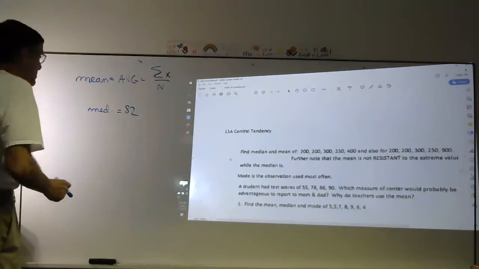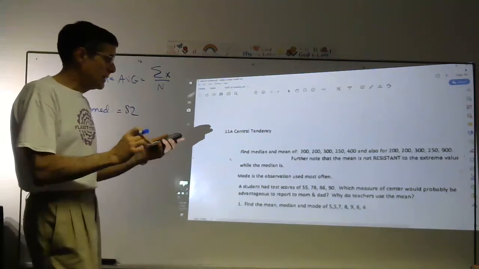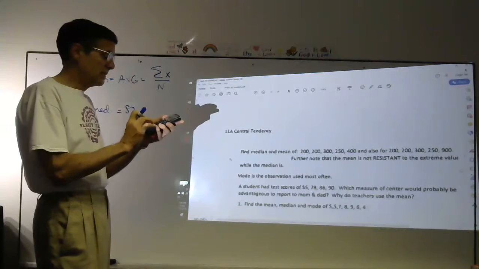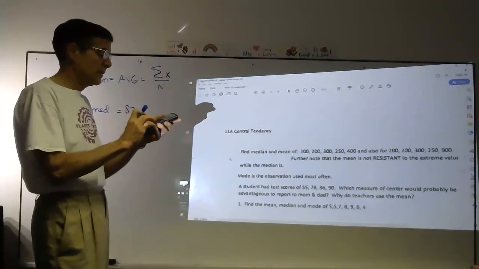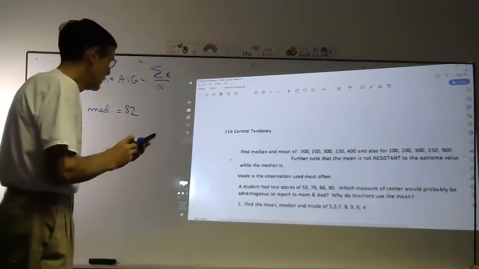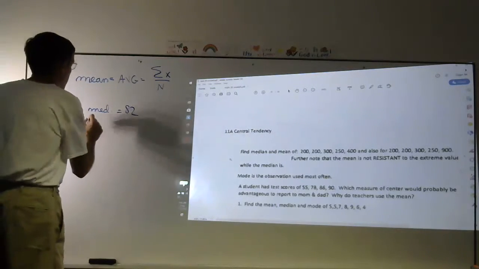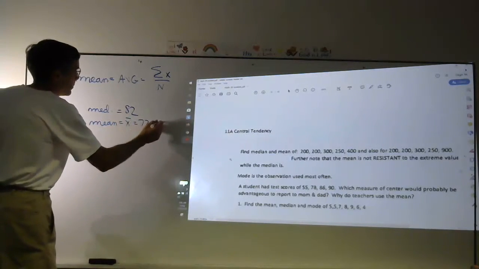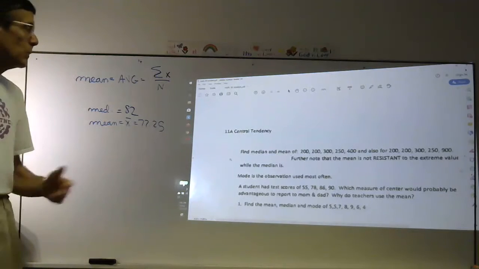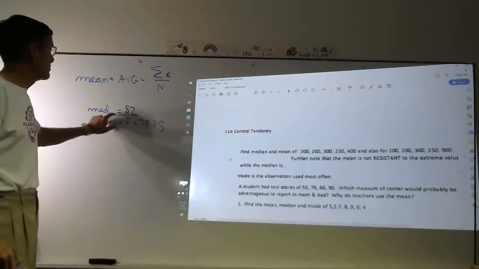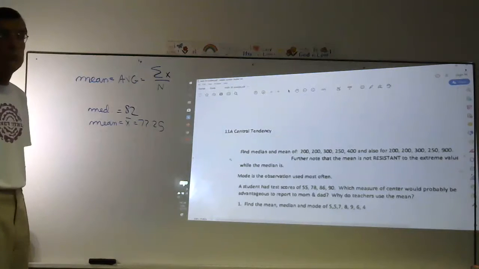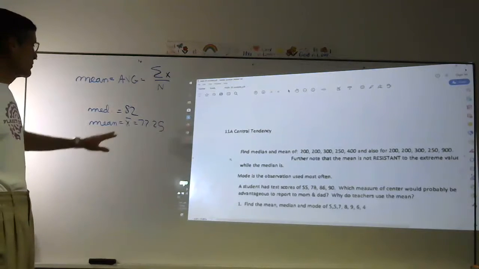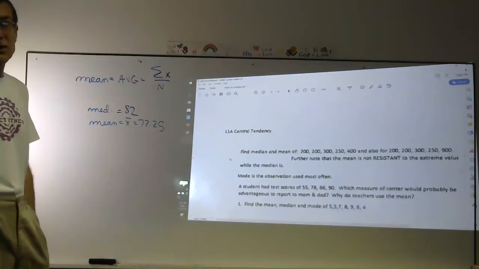Okay, now what about the mean or average of all the data? So I must take 55 plus 78 plus 86 plus 90, add them all up, divide by 4, and I get 77.25. So the mean, or X bar, is 77.25. Which one would be more advantageous to report to mom and dad? Hey, mom and dad, I got an 82 median score in this class. But most instructors are going to use the mean, and it would actually be a 77.25.